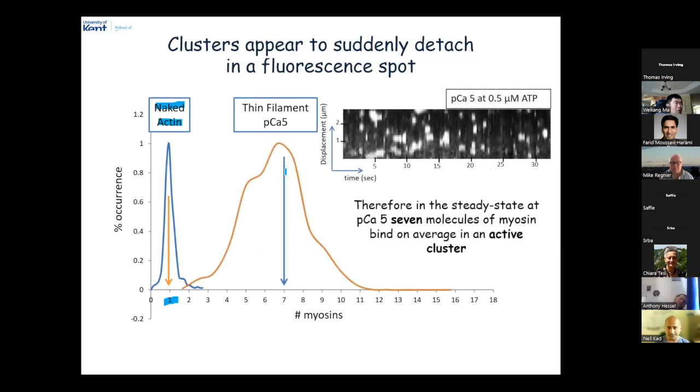With regulated actin, so this has troponin and tropomyosin present, we now see a much broader distribution of events, and they center around about 7. So this tells us that on average, these clusters have about 7 myosins present, and you can see that in the raw data. The raw data here shows much brighter clusters of myosin.